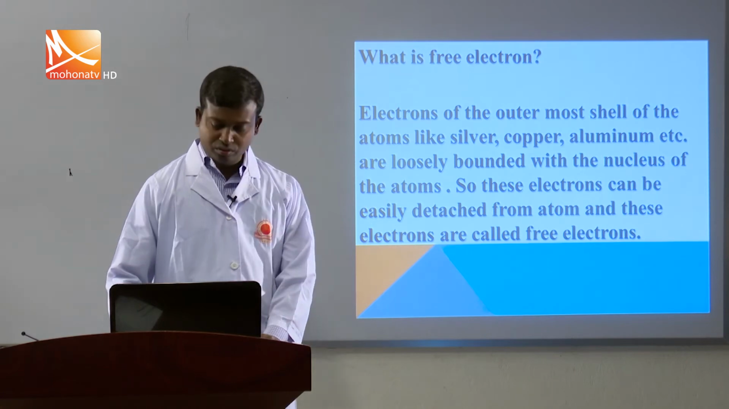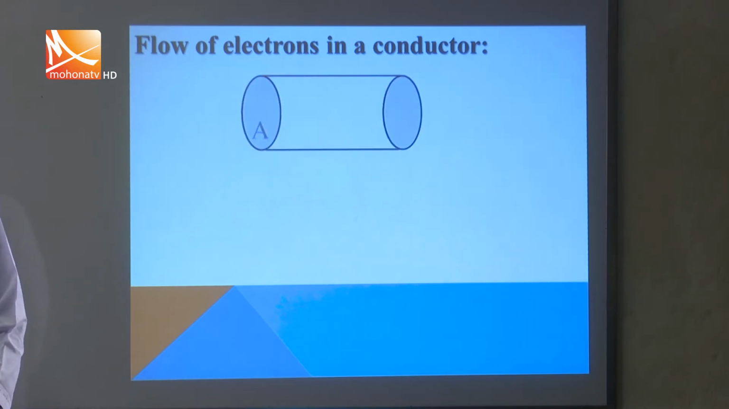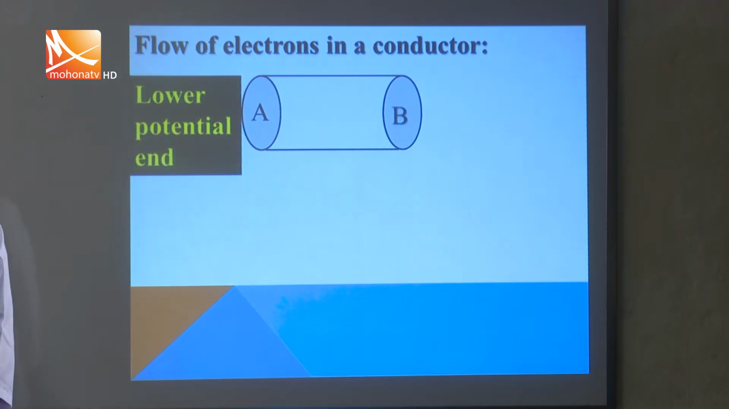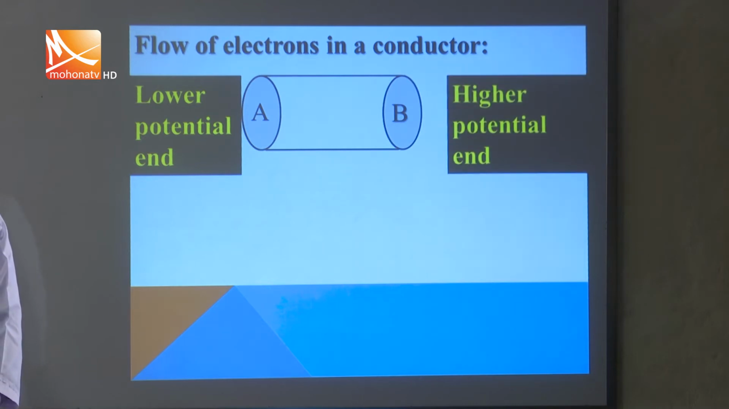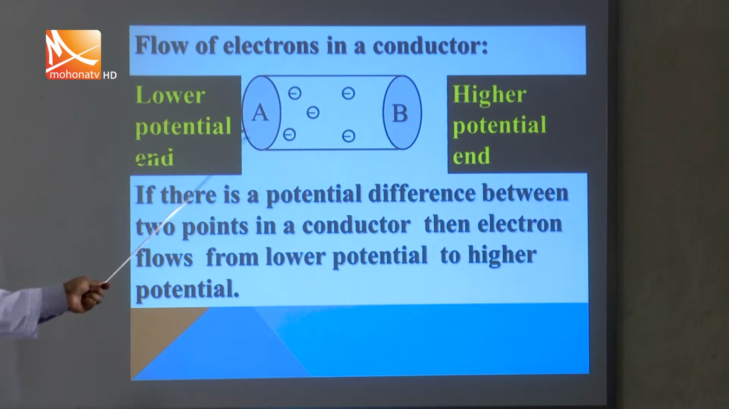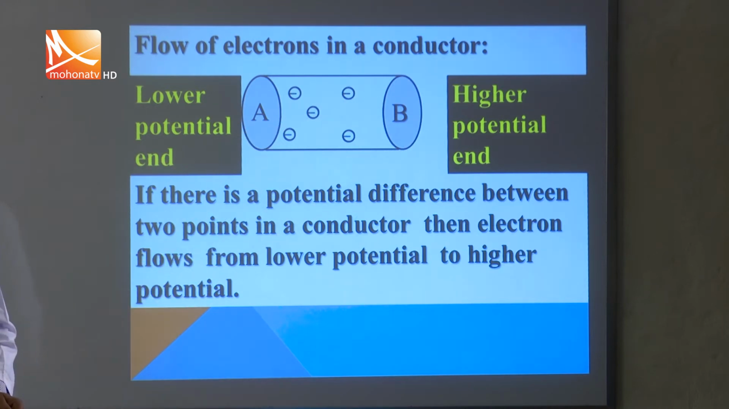Number 2, why does an electron flow from one point to another point in a conductor? Suppose this is a conductor where A is at the lower potential and B is at the higher potential. If there is a potential difference between the two terminals, A and B, then electrons can flow from lower potential to higher potential. That means, in this case, electrons will flow from A to B, that is, from terminal A to terminal B.